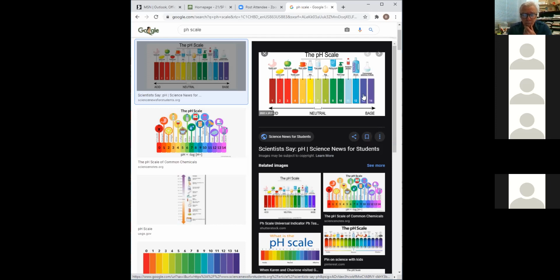Now up here is basic or alkaline, and the concentration of hydroxides is much higher than hydrogen ions. And again, it's logarithmic. Every pH unit means 10 times more hydroxide ions than hydrogen ions.